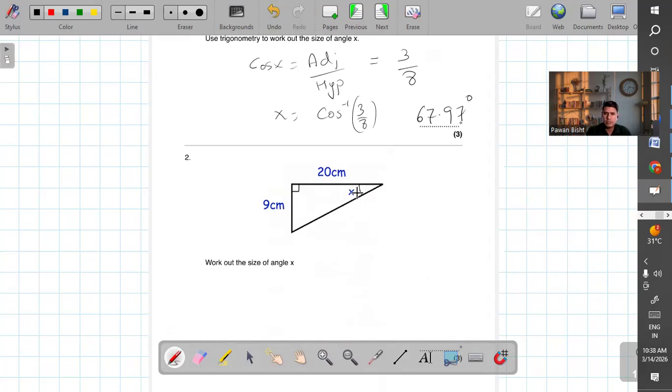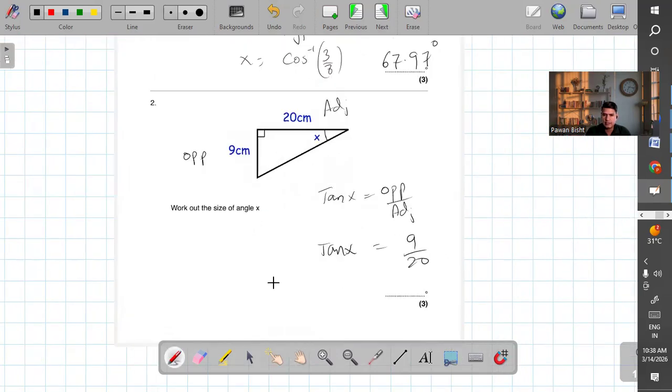This one. Here we are talking about this X. So this will be opposite and this will be adjacent. Hypotenuse we don't know. So which formula has opposite and adjacent? Yes, correct. Tan. Tan X is opposite over adjacent. Right? Now, what is the value of opposite? 9. And what is the value of adjacent? 20. So tan X is 9 over 20.